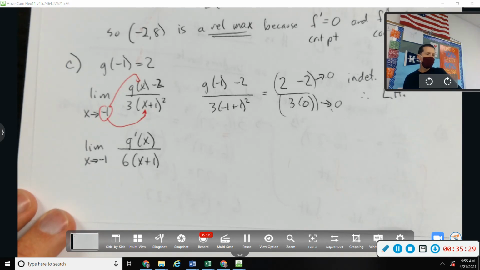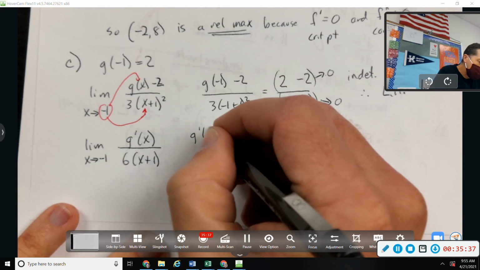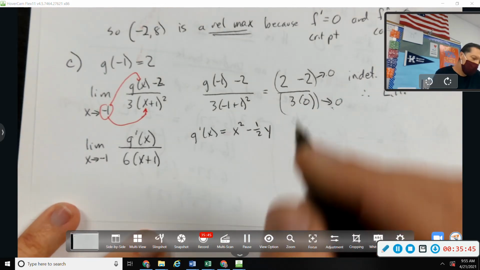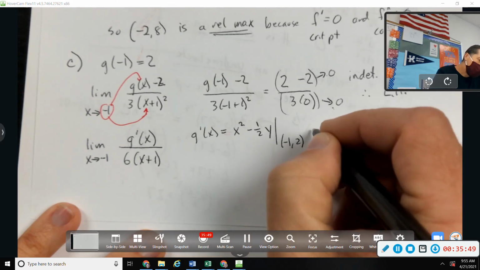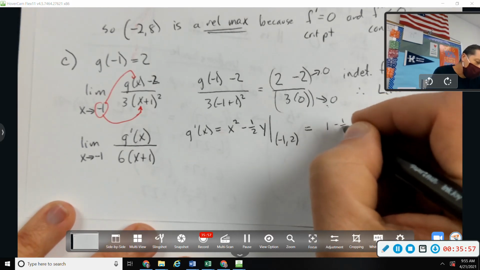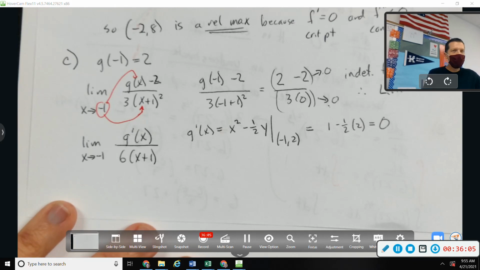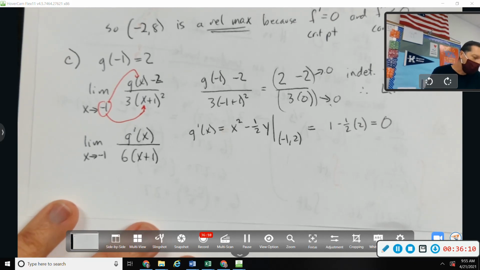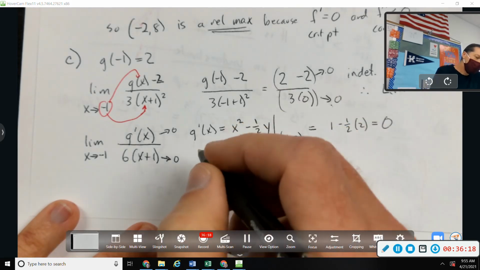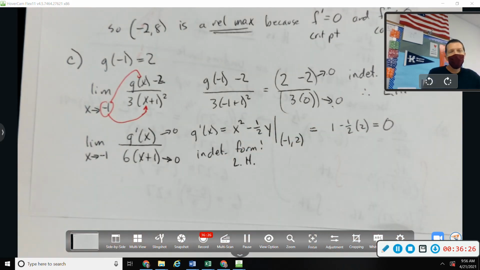Uh-oh, is this going to be indeterminate as well? G prime, that was way at the beginning, is x squared minus 1/2 y. So that at -1, 2. Let's see, that would be 1 minus half of 2 is 0. And again, they're keeping the computations easy because it's no calculator. So yes, we got to do a little bit of math, but they've made the numbers work out. So the top is 0, the bottom is 0. This took some work to make this indeterminate for both, 2 times in a row.